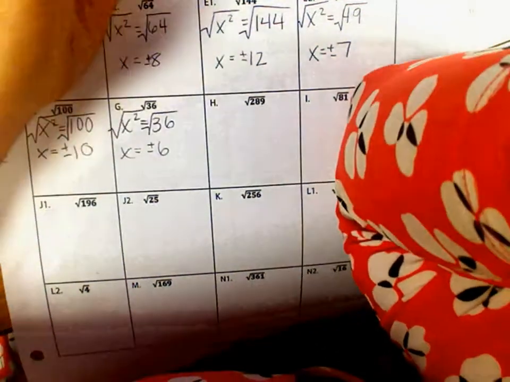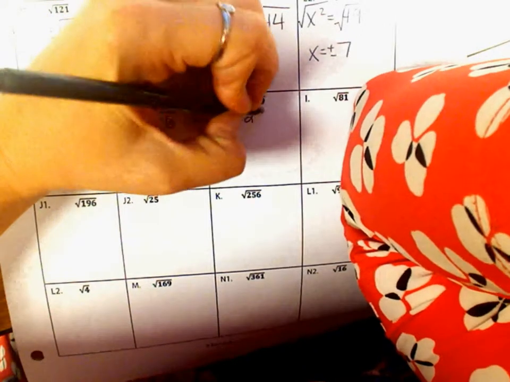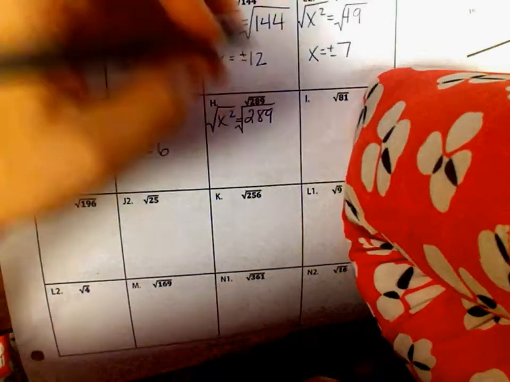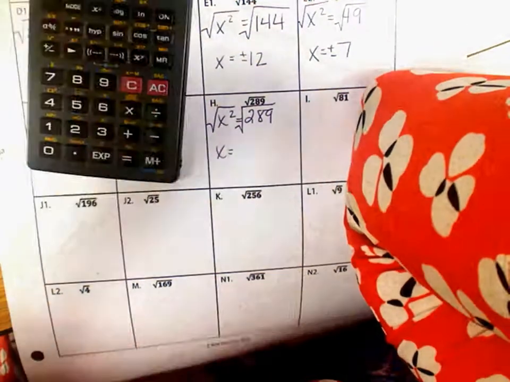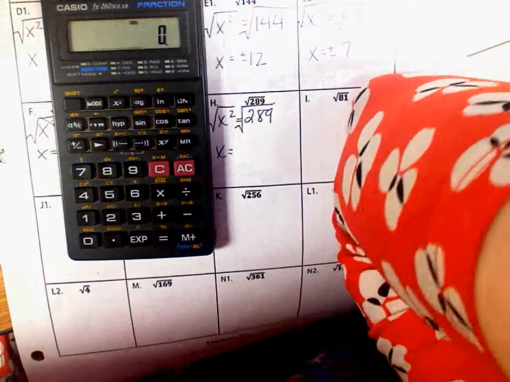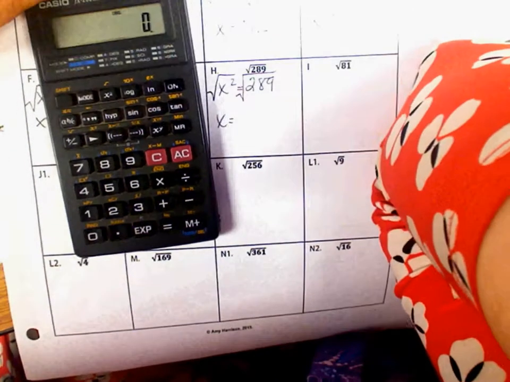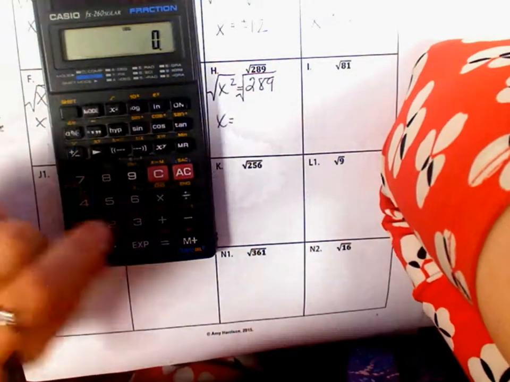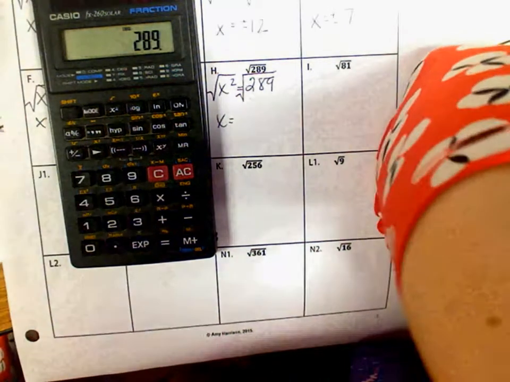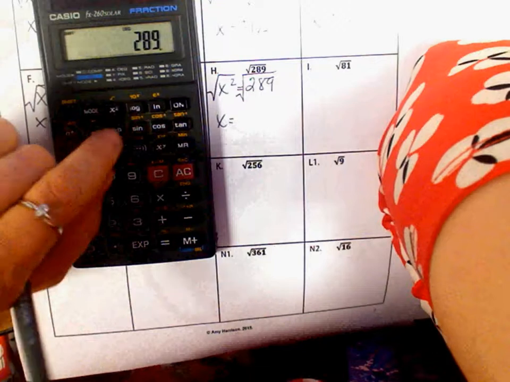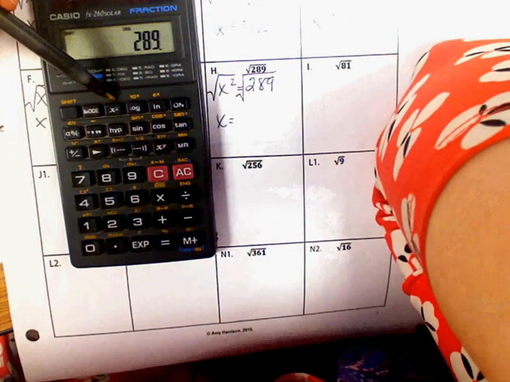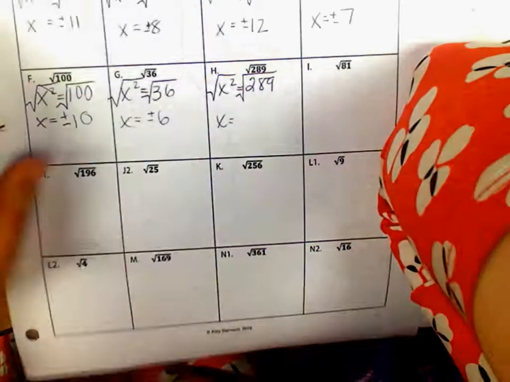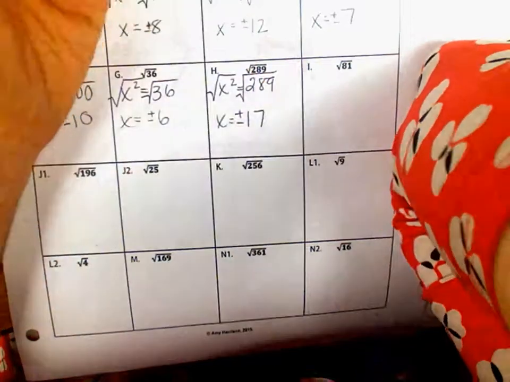Okay, 289. Write your equation. Now we'll find the square root. X equals, and I'll show you more of this in class, but if you have your calculator and you want to find the square root, you put the radicand in, so the radicand here is 289, and you press shift, and then see this little tiny yellow square root symbol? That's the button you press. So it's 17. Positive or negative 17.